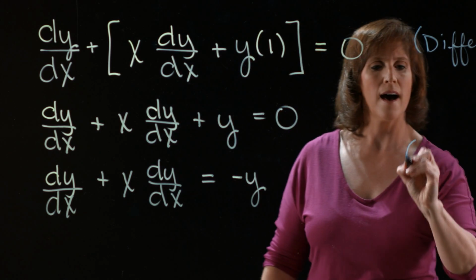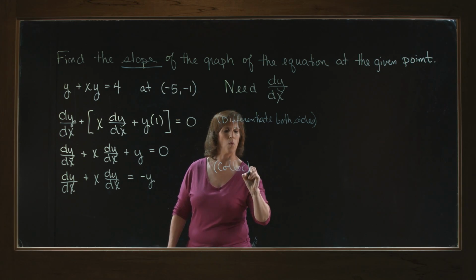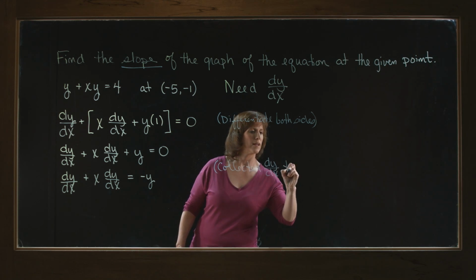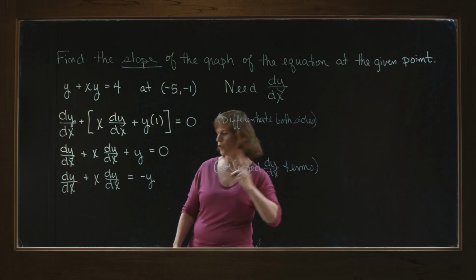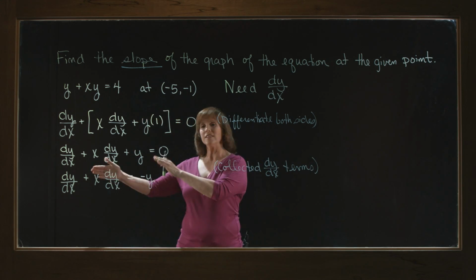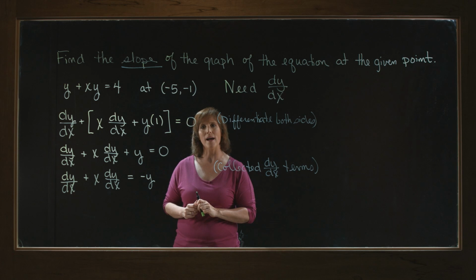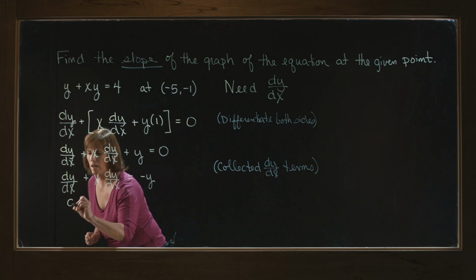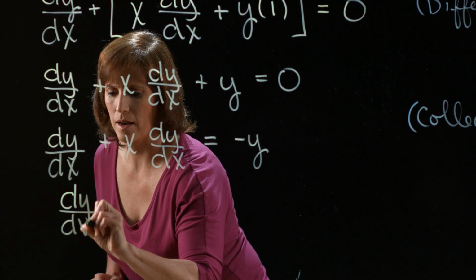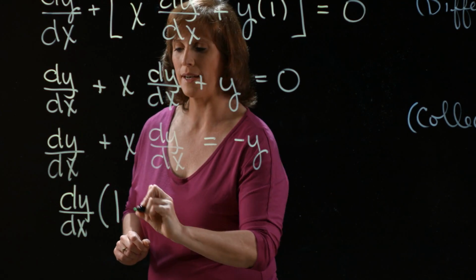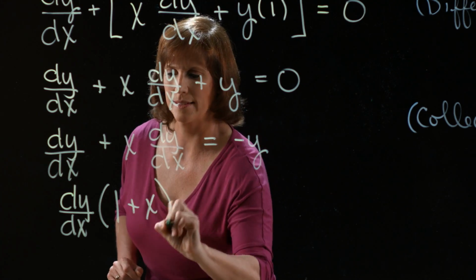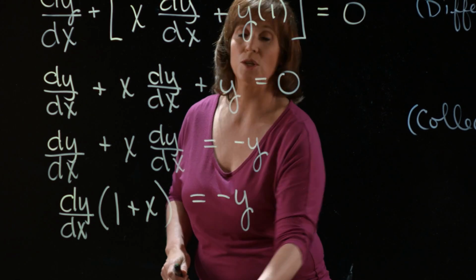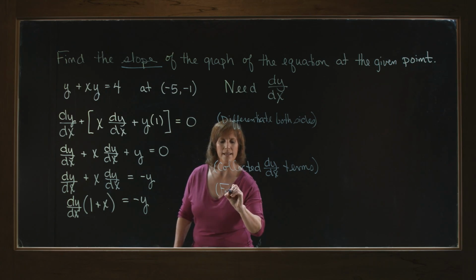So what have I done? I've collected my dy/dx terms on one side. Okay, so we're making some progress. Notice on the left-hand side that everything now has a dy/dx, so I can factor a dy/dx out. And I've got the quantity 1 plus x times my dy/dx, and that equals -y. So again, what I've done is I've factored.